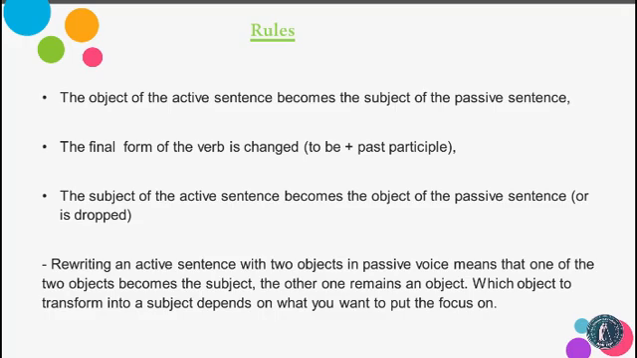For example, Selma wrote a letter to me.